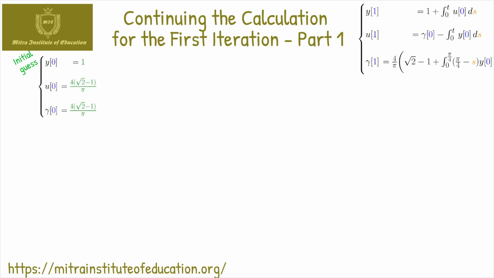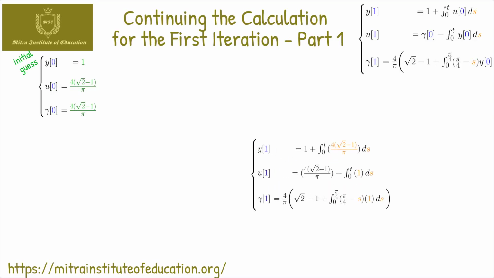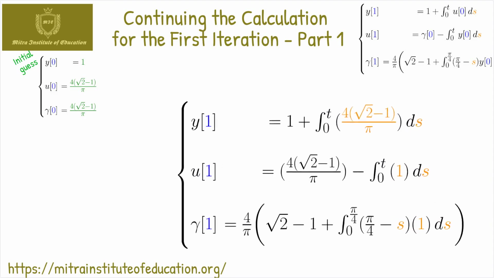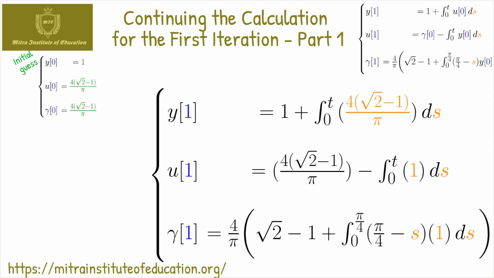Let's continue with the calculation for the first iteration. As we proceed with more iterations, the values will converge towards the exact solution. Mathematical software helps manage these iterative steps quickly and accurately, especially as the complexity of the problem increases.